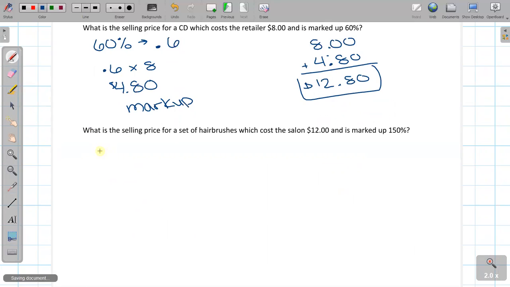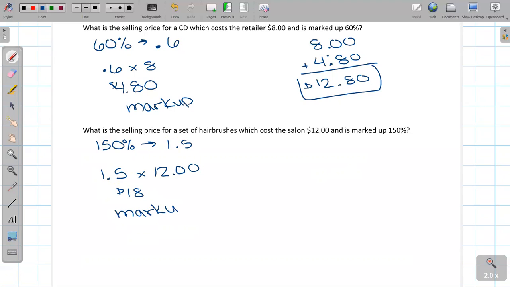Let's check it. What is the selling price for a set of hairbrushes which costs a salon $12 and is marked up 150%? We have to change 150% to a decimal, which is 1.5. Take 1.5 and multiply it by $12, which gives you $18 markup. Now take the price that it costs, $12, add $18 to it for the markup, and you get a total of $30 for the selling price.